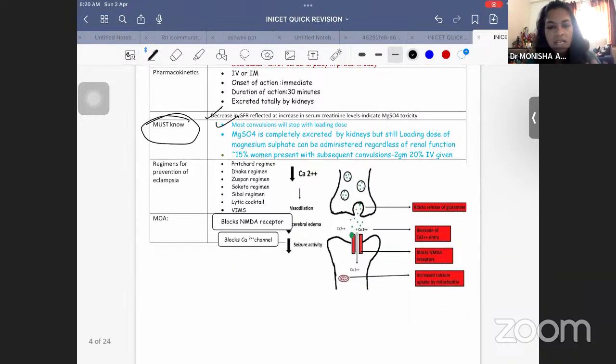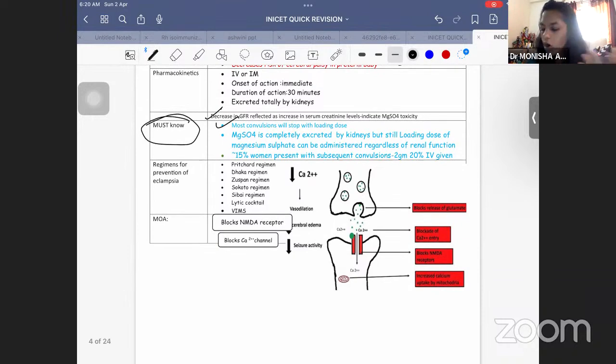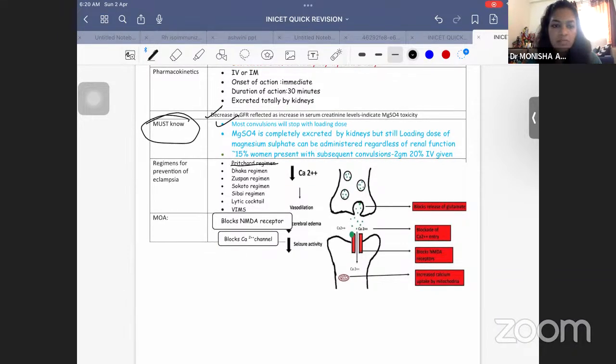Okay. What are the regimens? A lot of regimens are commonly used. Everybody knows the Pritchard regimen, but this is in foreign countries. Indian women are of low body surface area compared to foreign women, so they prefer the Dhaka regimens. But what is commonly used all over is the Pritchard regimen. Other regimen names you should know, which are the IM and IV regimens.